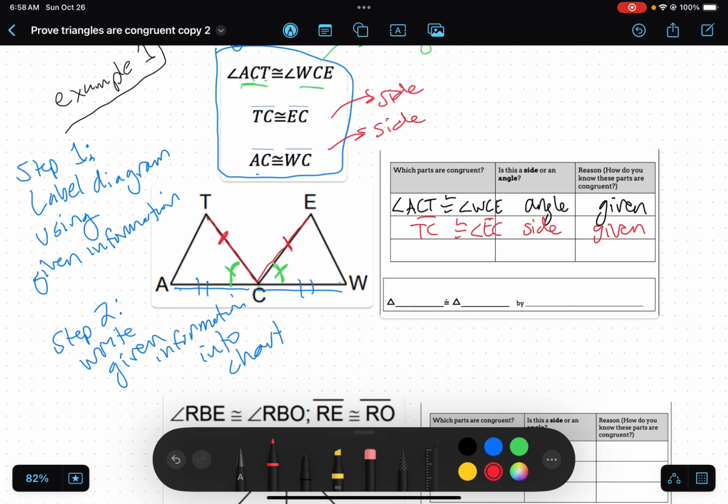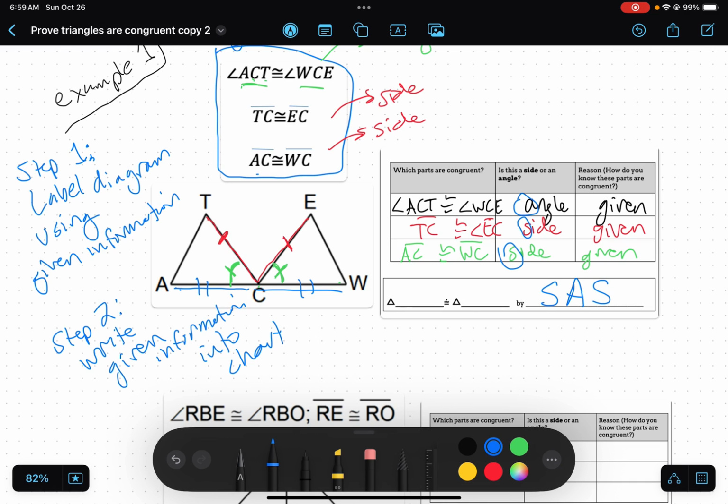I knew because they just told me. Okay. And then last but not least, AC is congruent to WC, which is another side. And they also just gave me that. So are these triangles congruent? Yes. And I can see that I have side, angle, side. So my reason is going to be side, angle, side.